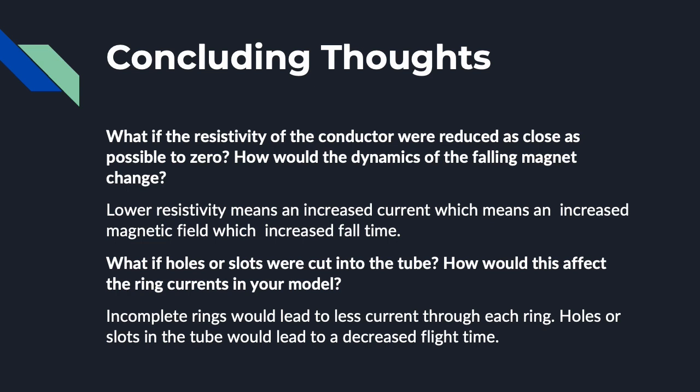And then, what if holes or slots were cut into the tube? How would this affect the ring currents in your model? Well, incomplete rings would lead to less current through each ring, and holes or slots in the tube would therefore lead to a decreased fall time.